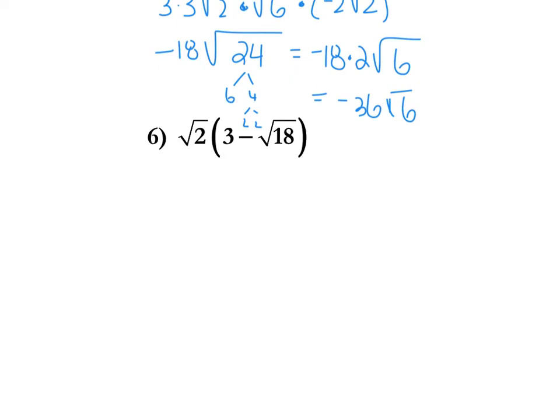Okay. So this one, yes, I know we said to simplify your radicals first, which you can do. But if you look at it, when you distribute this one here, that's going to make a perfect square. So I'm actually going to leave them the way they are because it's going to create less work for myself in the end. So 3 root 2 minus root 36. So we get 3 root 2 minus 6.